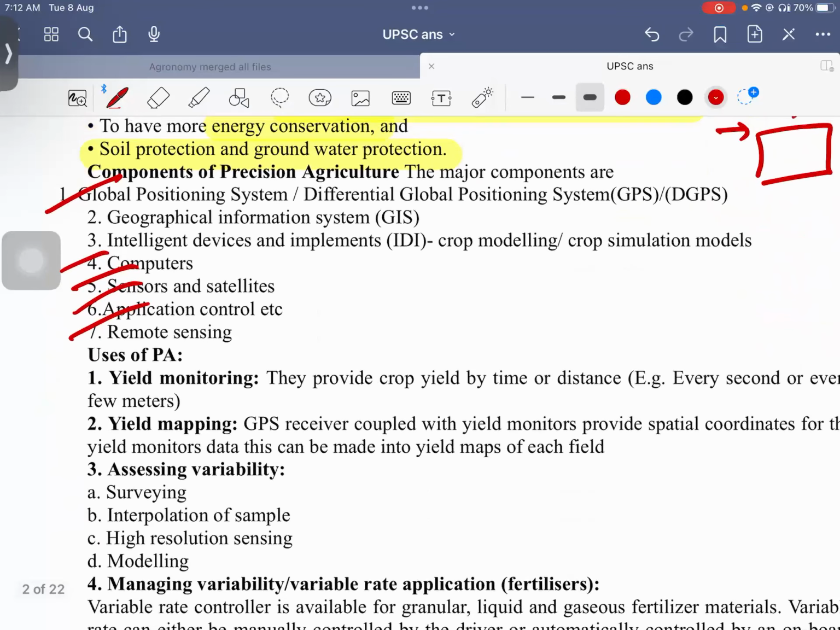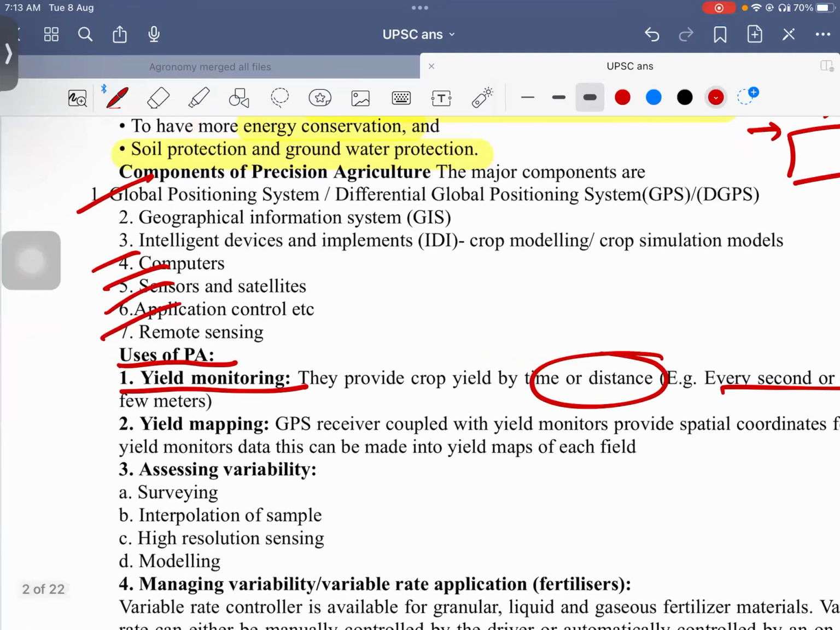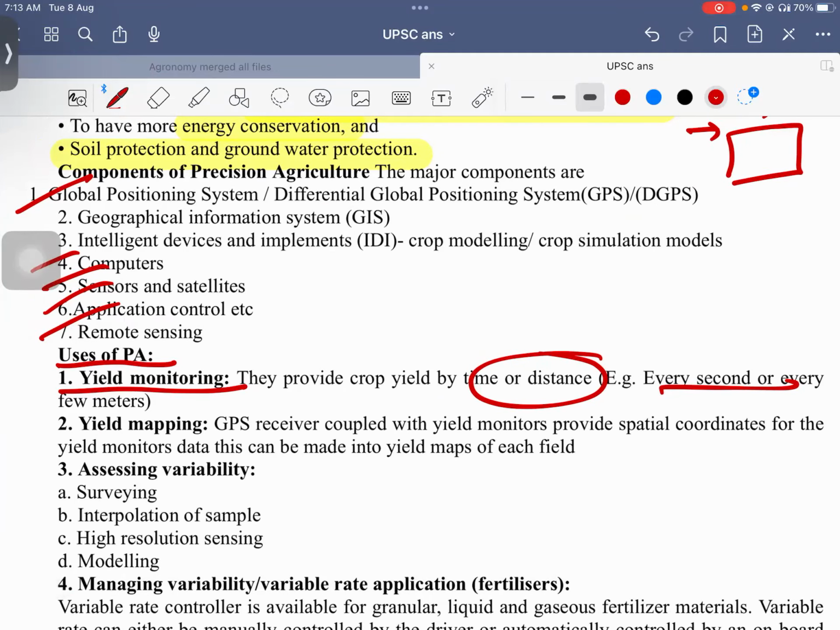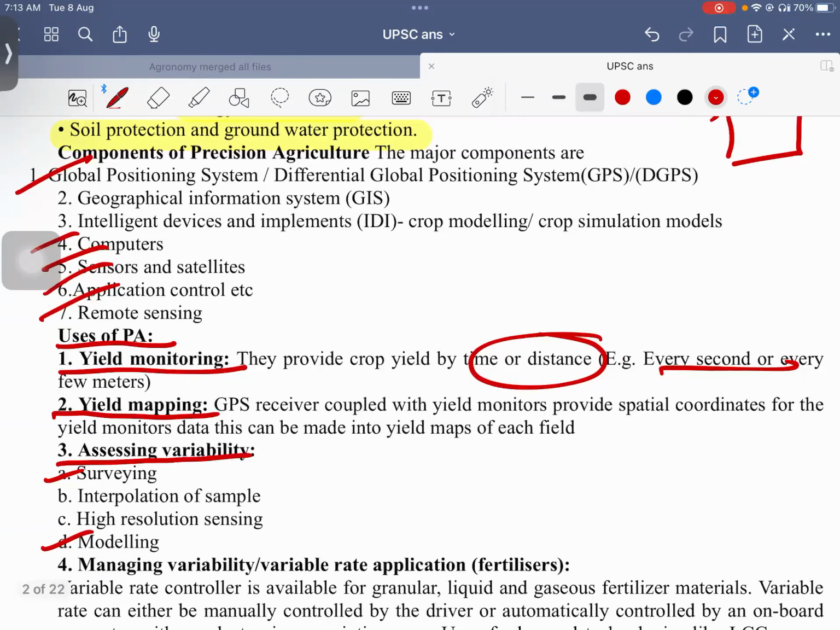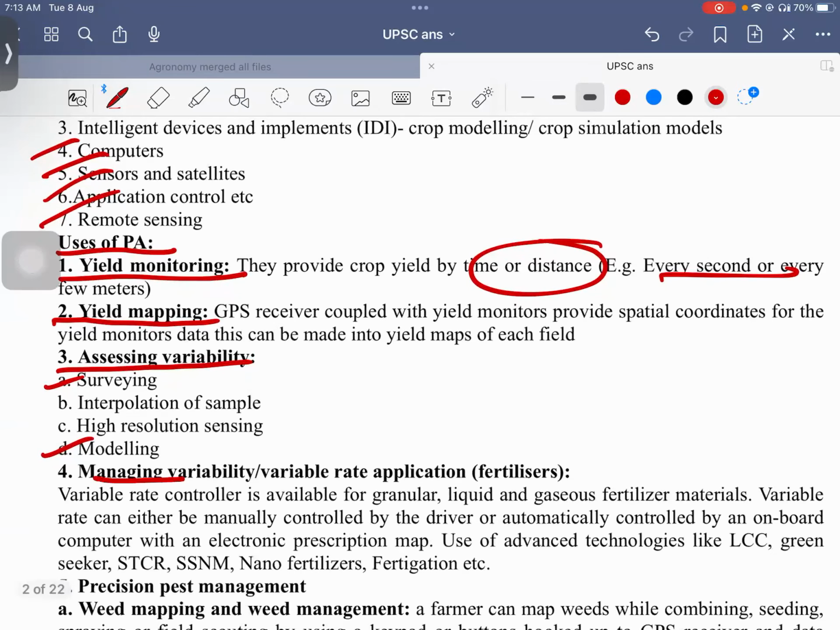Users of precision agriculture: yield monitoring will provide yield by distance and time. Every second or even every few meters, we'll be able to precisely apply the required quantity of fertilizers or any other technologies in agriculture. There are n number of things that can be done; we're giving a few examples. Yield mapping: we can map the yield, and assess variability through surveying and modeling, and manage variability with variable rate application of fertilizers, as I told you.